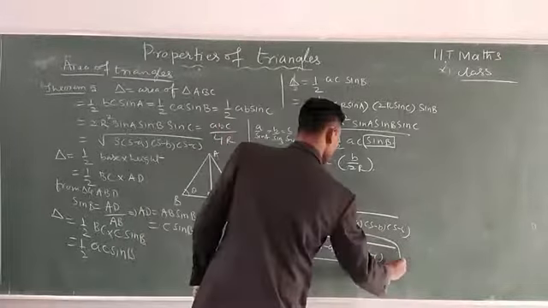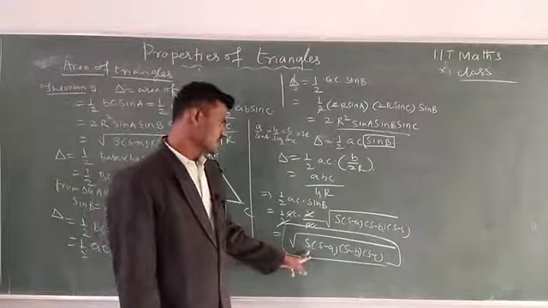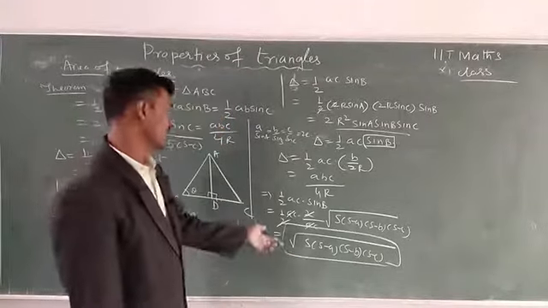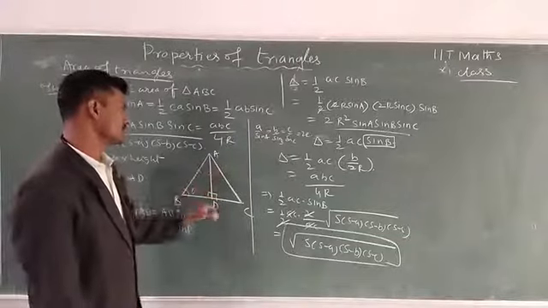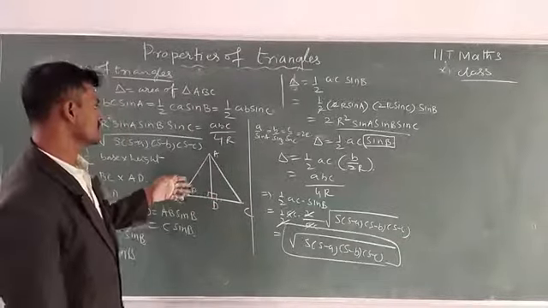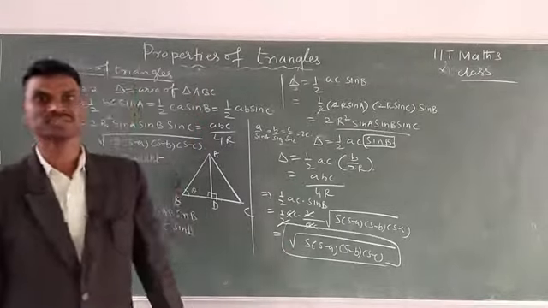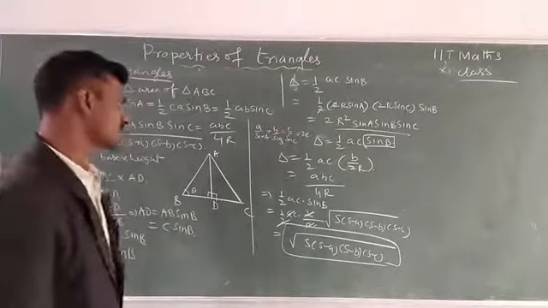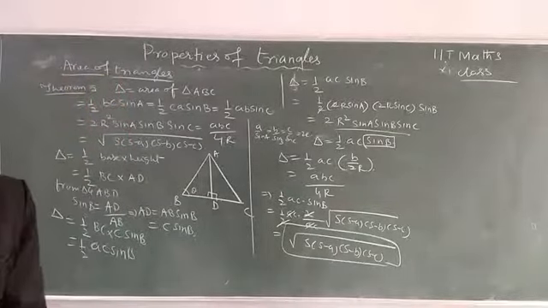This is Heron's formula. Heron was a mathematician; he derived this formula. That's why, when the three sides are different, that means this is a scalene triangle, you have to take the area of the triangle as the square root of s into s minus a into s minus b into s minus c. At the same time, s is the semi-perimeter. s is equal to a plus b plus c by 2. Note down.